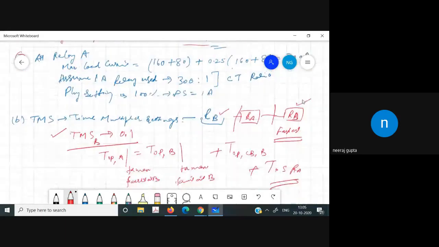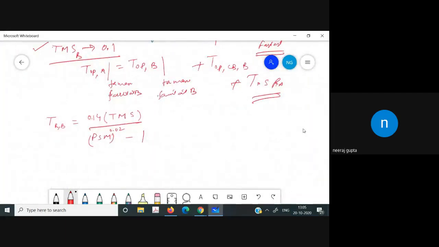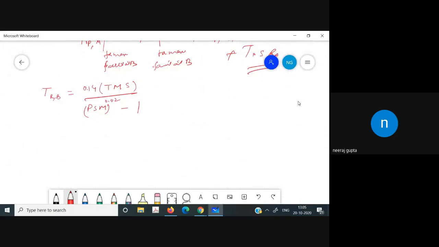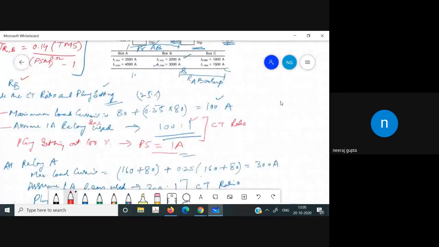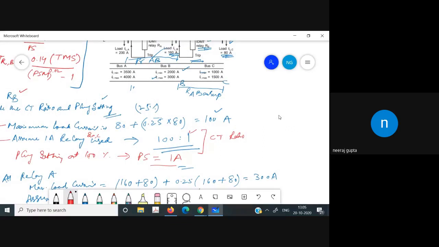Okay. So now our RB is 0.14 TMS divided by PSM raised to power 0.02 minus 1. Now, what is the maximum fault current at B? So from the figure, from this diagram, you will see what is the maximum fault current at B. So the maximum fault current at B in this case is 3000 ampere on the primary side.